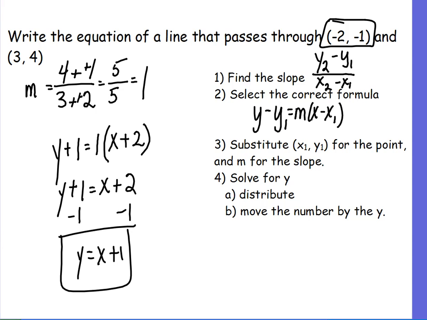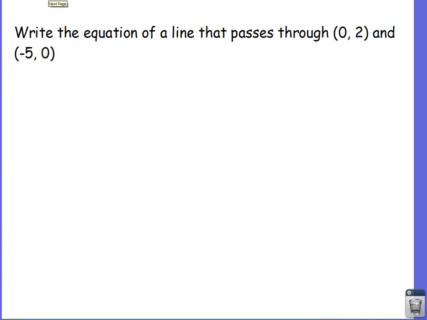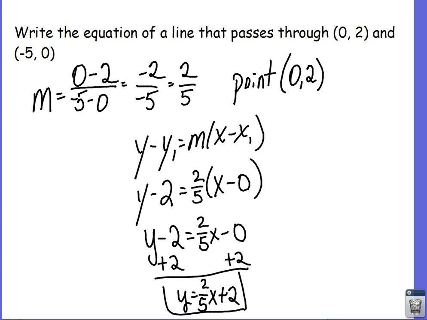All right, the next one is write the equation of a line that passes through (0, 2) and (-5, 0). So go ahead and pause the video at this time, and let's do a U-try on this one. When you're finished, go ahead and restart the video and verify your answer. All right, your final answer on this one should have been y equals 2/5 x plus 2. It doesn't matter which point you plug in, because your answer should have ended up the same.